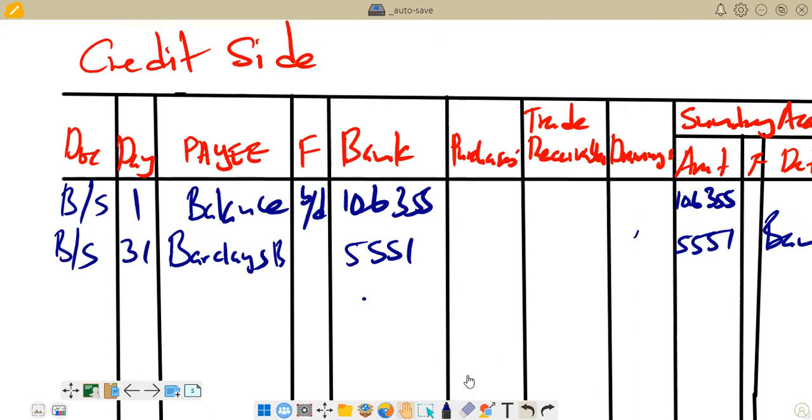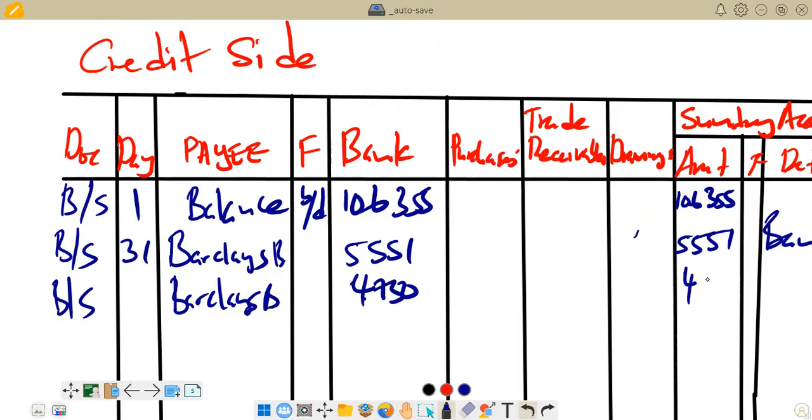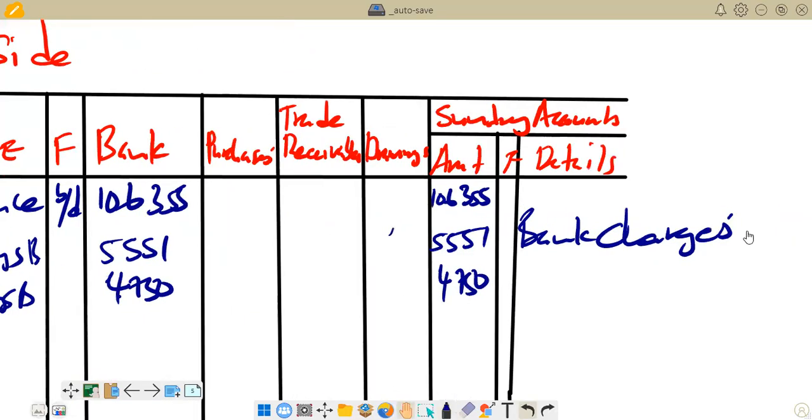So what we are saying now, we are also saying BS, and then here is also a payment to Barclays Bank, and the amount is 4,750. And then this same amount is going to come on sundry. Then on description, now we are saying interest on overdraft. So here now we are saying interest on overdraft. So this is what we get.